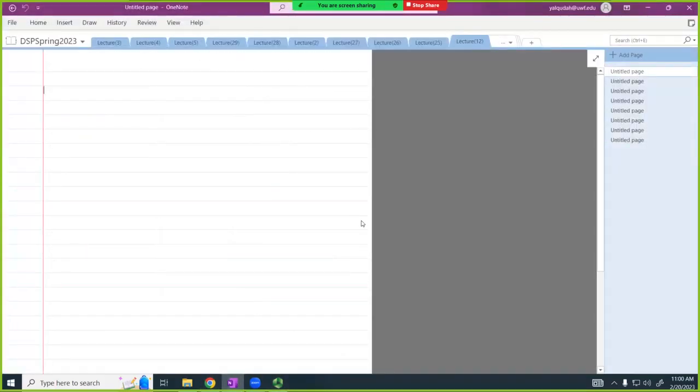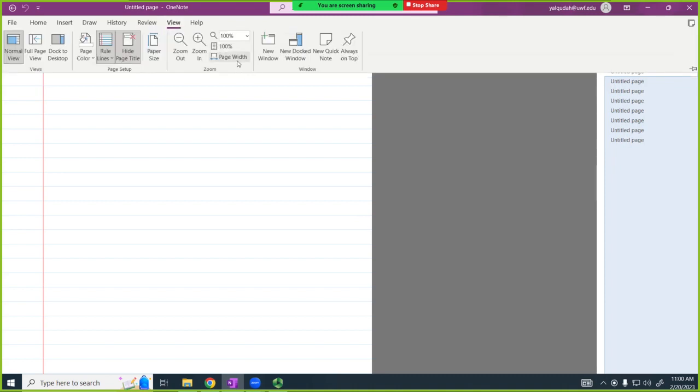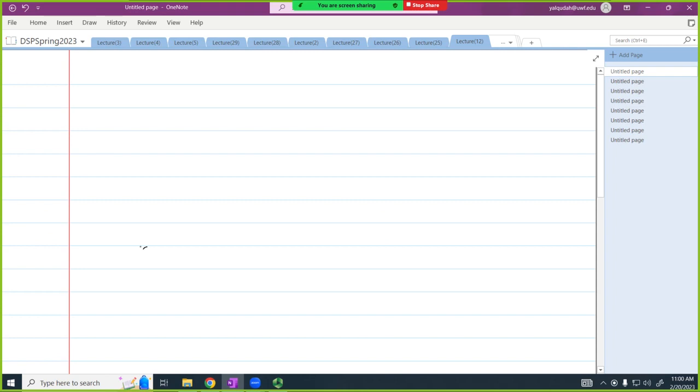So in the previous class, we looked at the relationship between the H(z) and h(n), and we looked at obtaining the H(e^jω) from H(z). So we're going to be continuing today, and our ultimate goal is to do the following.